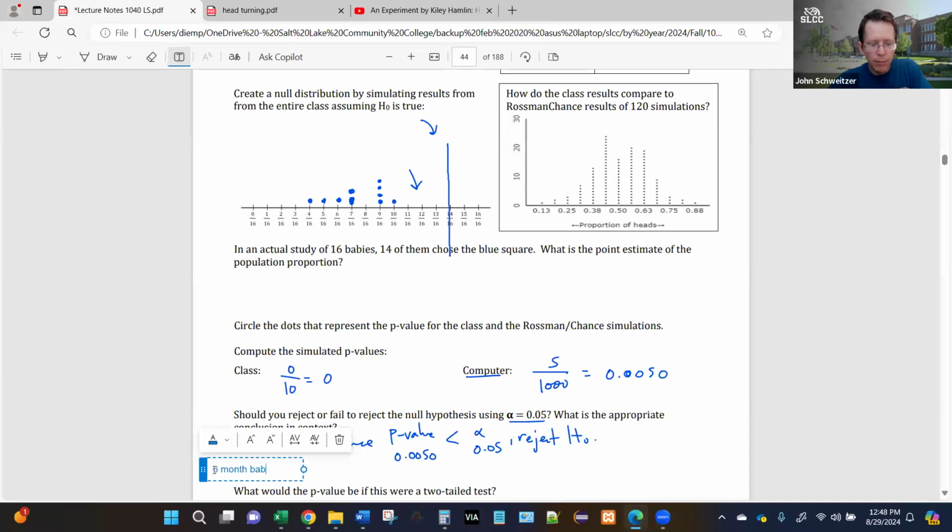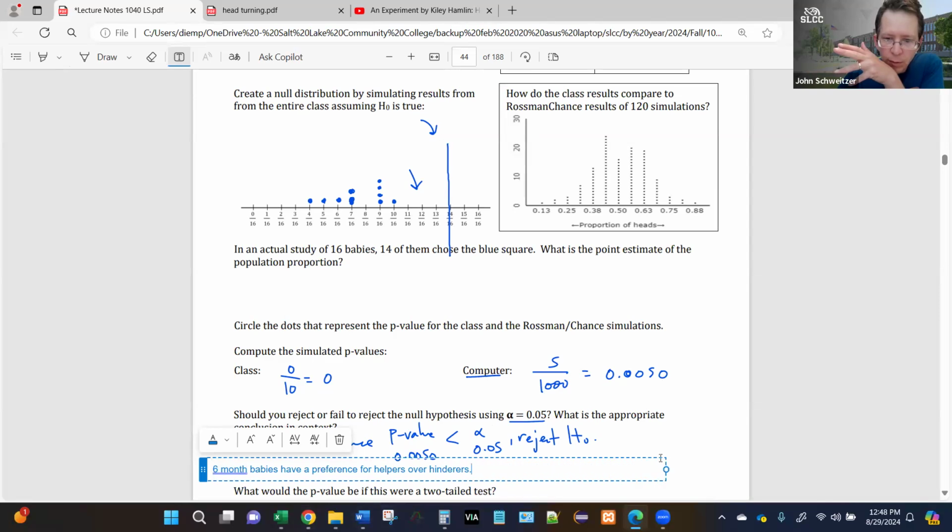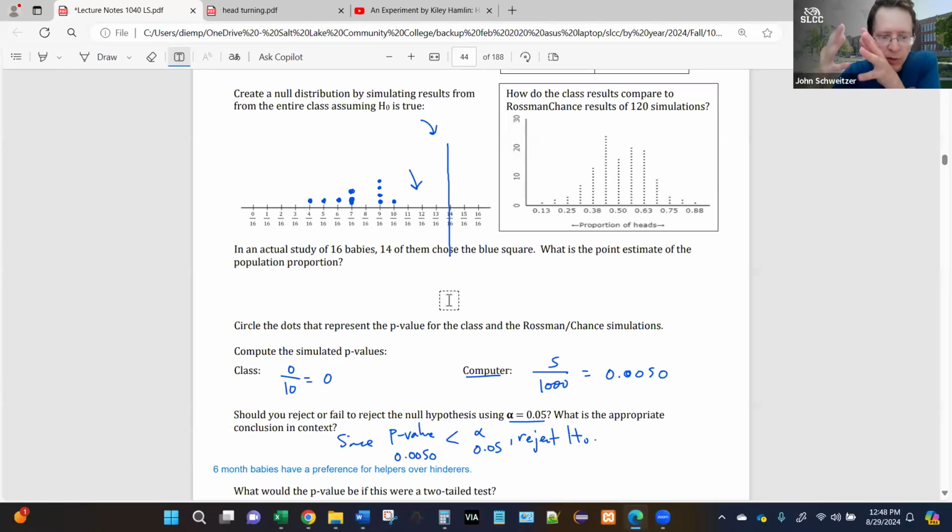6-month babies have a preference for helpers over hinderers. Okay, now it might not be a perfect preference, but your typical 6-month-old baby, you know, on average can tell a difference there, at least in some very basic situations, right? So what do you think? I hope you find that to be an interesting study.